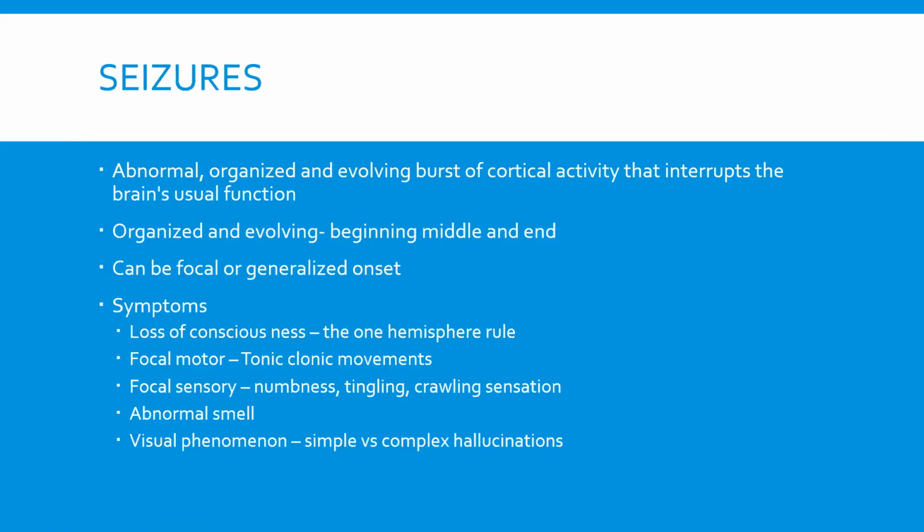Okay, so what exactly are seizures? I was doing this lecture, and I was thinking to myself, seizures could be a whole 2-hour topic on their own. So I'm trying to summarize what seizures are. Seizures are abnormal, organized, evolving bursts of cortical activity.